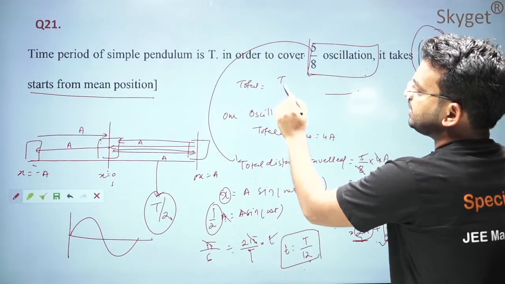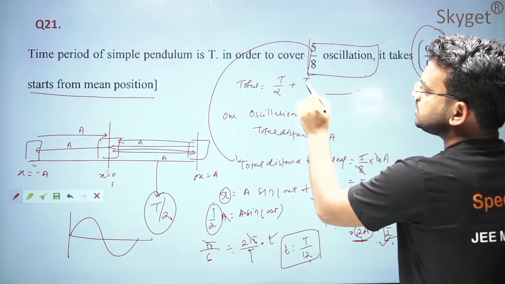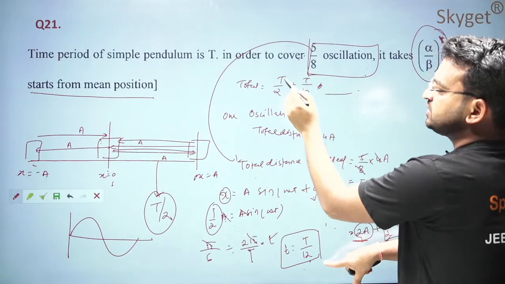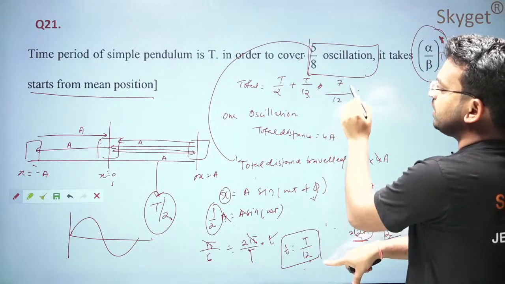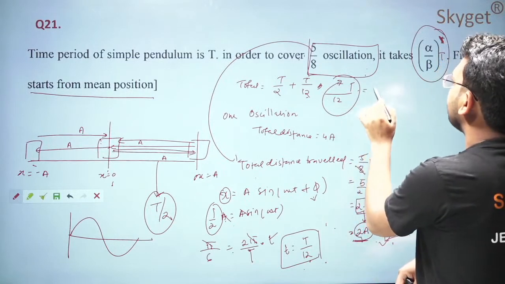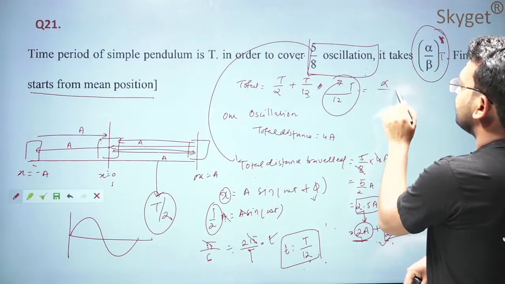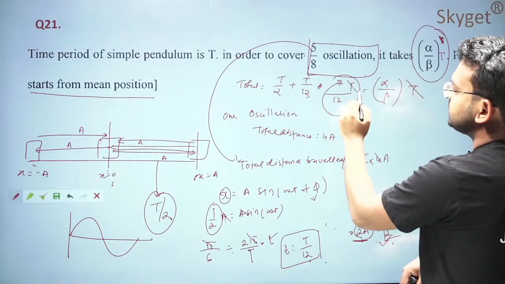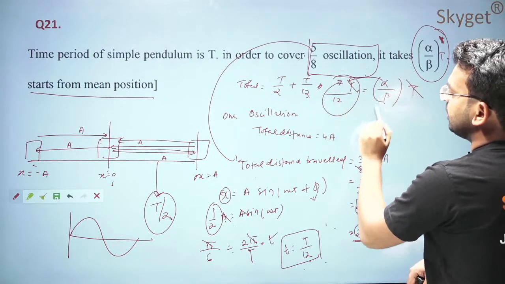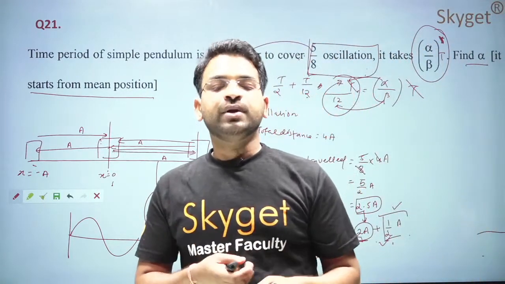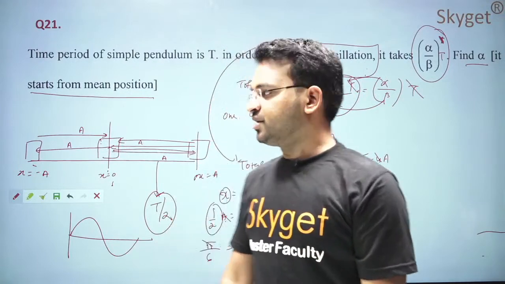So total time will be t over 2 plus t over 12, and I guess LCM will be 12, 6 plus 1, so 7 by 12 into t. This is the total time you are going to take. This is what you have to equate with this value. Since t is here, alpha will be 7, beta will be 12, and they have asked the value of alpha, and alpha is going to be 7 in this case.